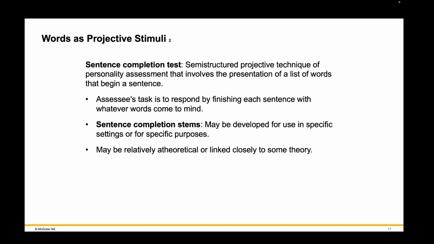So, meron tayong mga sentence completion tests for adults, for girls and boys, kasi nga pambata siya, and meron ring workplace sentence completion test para naman sa parang projective technique siya para sa, ano ba to? Industrial setting. Okay, so it might be relatively theoretical or linked closely to some theory.